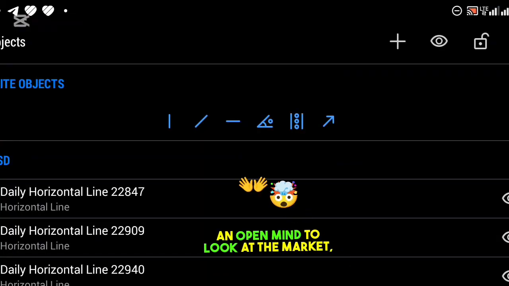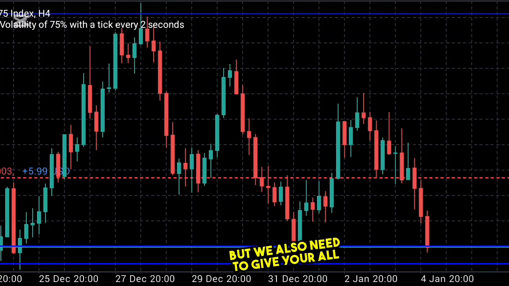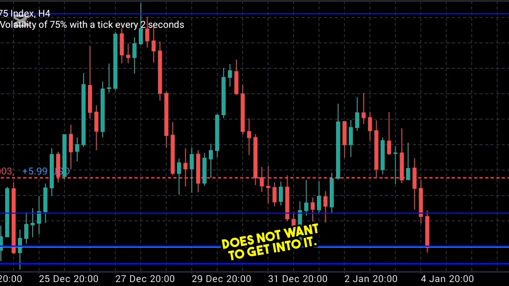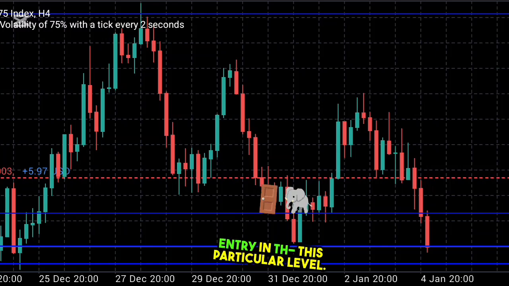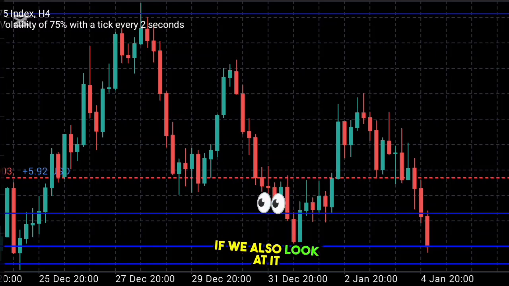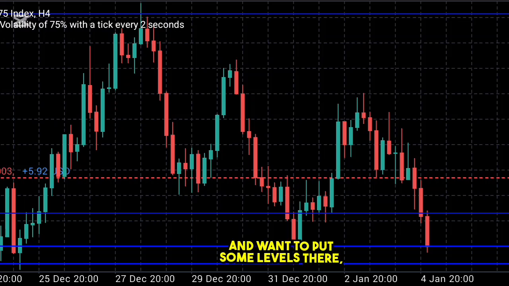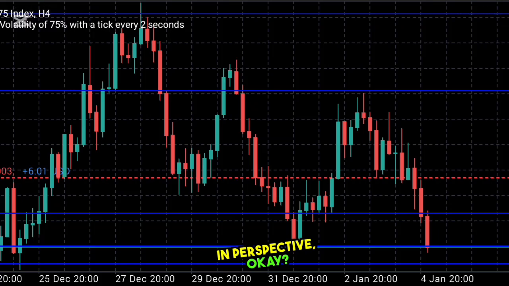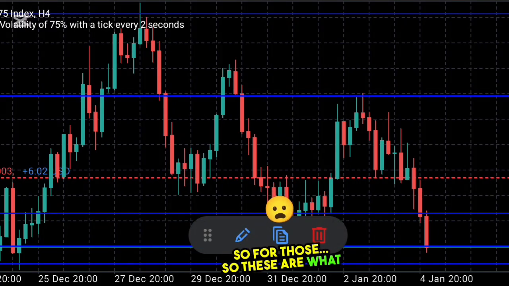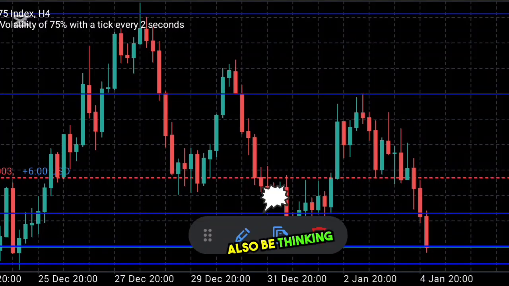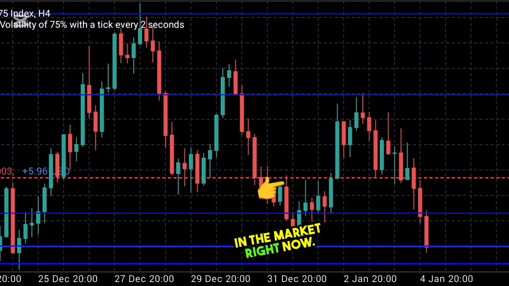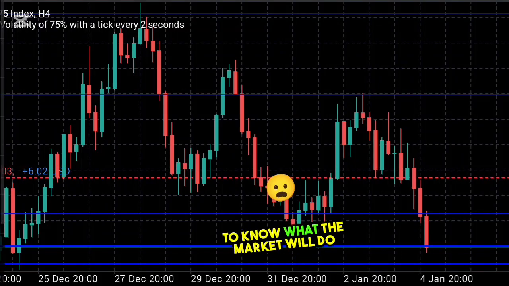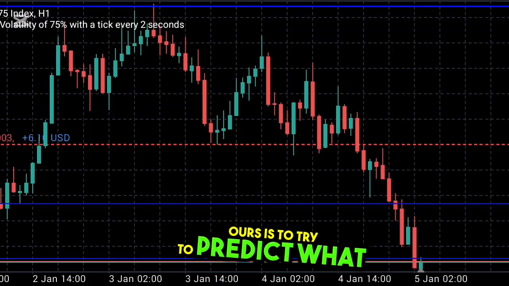You need to have an open mind to look at the market. You also need to give room for your market. Some people trade with a stop loss. We can also get an entry at this particular level. If we want to put some levels there, we put this particular level in perspective. These are what the buyers will also be thinking in the market right now. It depends on every action at that level to know what the market will do next. So ours is to try to predict what the market is doing.